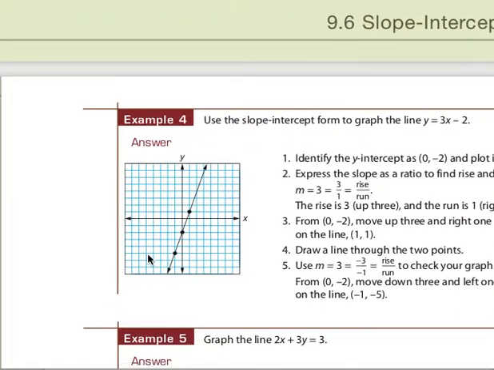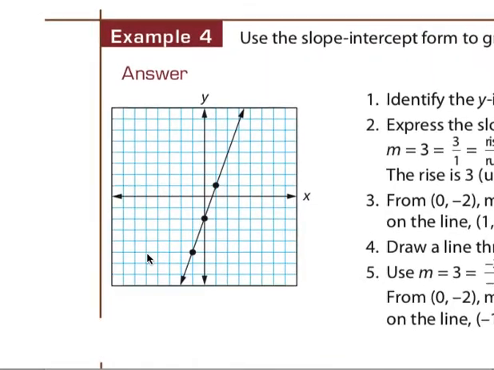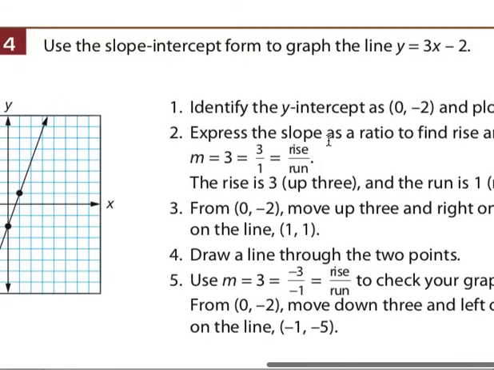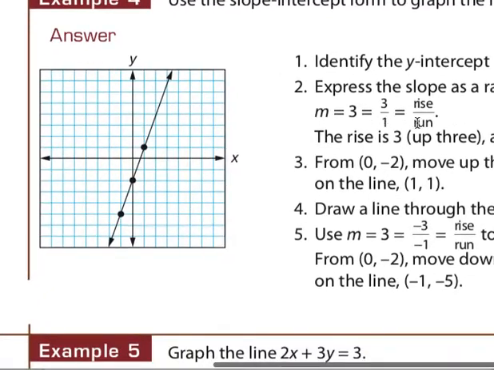Okay, use slope-intercept form to graph the line y is equal to 3x minus 2. The reason why we're saying that this is the easiest way to graph is because we can tell from here that our slope is 3 and our y-intercept is negative 2. When our slope is 3, that means we're going up 3 and over 1, because 3 is the same as 3 over 1, with 3 being the rise and 1 being the run.